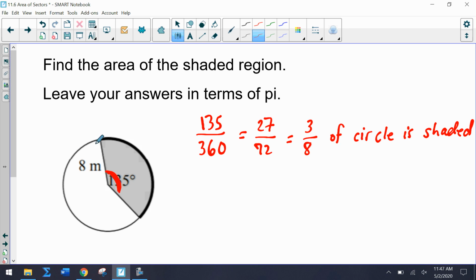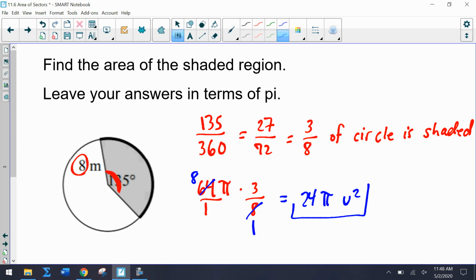So the area of this whole circle, if the radius is 8, we have 64 pi, but then we're multiplying it by 3/8. And it may be easier to do this and reduce. So when you multiply, you're left with 24 pi units squared is the area of that shaded region.